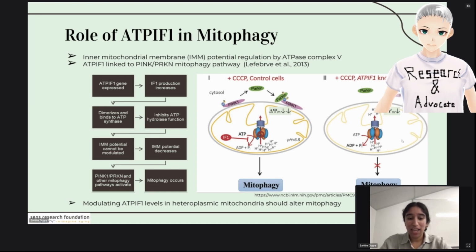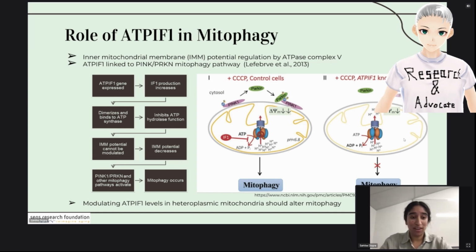In the diagram shown, the two mitochondria have been destabilized by a membrane uncoupler called CCCP. When ATPIF1 is present, it inhibits that hydrolase function, and as you can see, all the H+ ions are stuck on the inside, leading to an imbalance and ultimately mitophagy. In the absence of ATPIF1, that hydrolase function can stabilize the cell and mitophagy won't happen. So we hypothesize that by overexpressing ATPIF1, we will selectively induce mitophagy in dysfunctional cells, leaving those functional mitochondria unharmed.